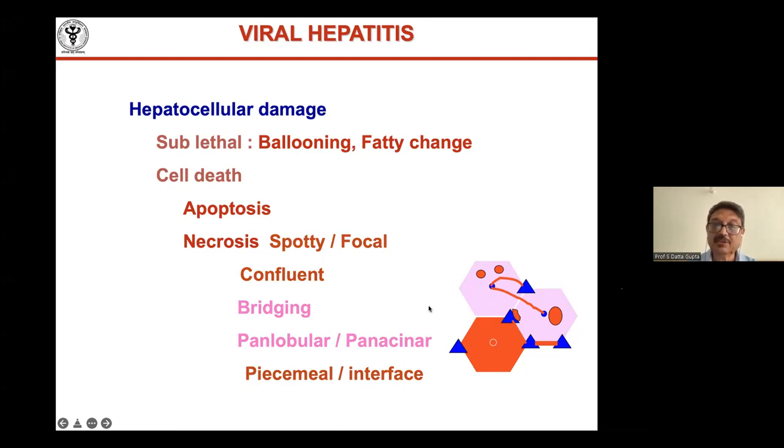So confluent necrosis could be confluent just within the lobule, if few hepatocytes are affected. Or if it is between two vascular trees, it's called bridging necrosis. If it is so confluent that it affects the entire lobule, panlobular or panacinar. And if it is at the interface between the portal tract and the hepatocytes affecting the limiting plate, then it is called interface hepatitis.